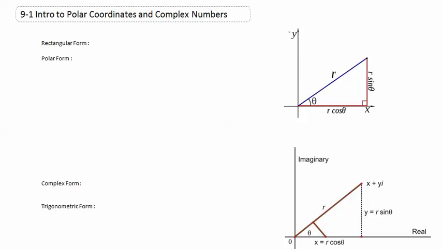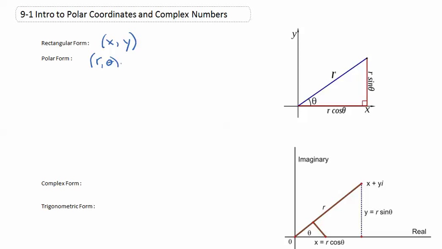We know that rectangular form, if we're looking at coordinates, is some x and a y. We have parentheses x comma y, and that tells us how far we are on our x and how far we are on our y. In polar form, instead of x, y, we have r, theta. But it's related to that x and y.